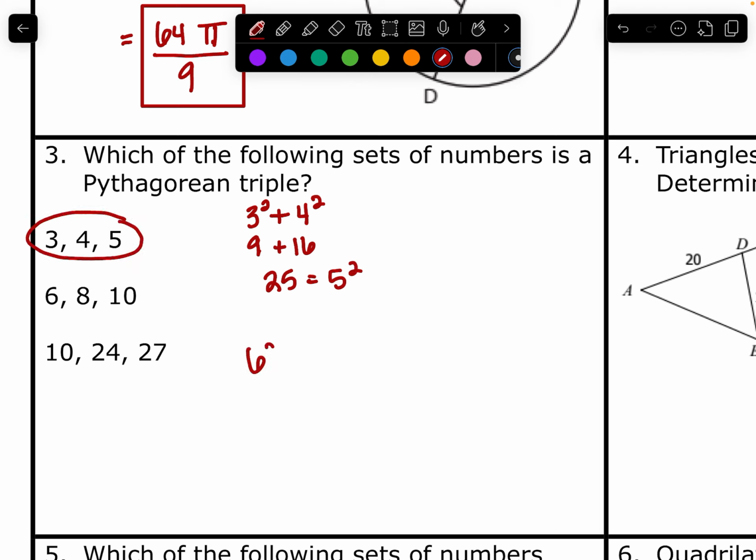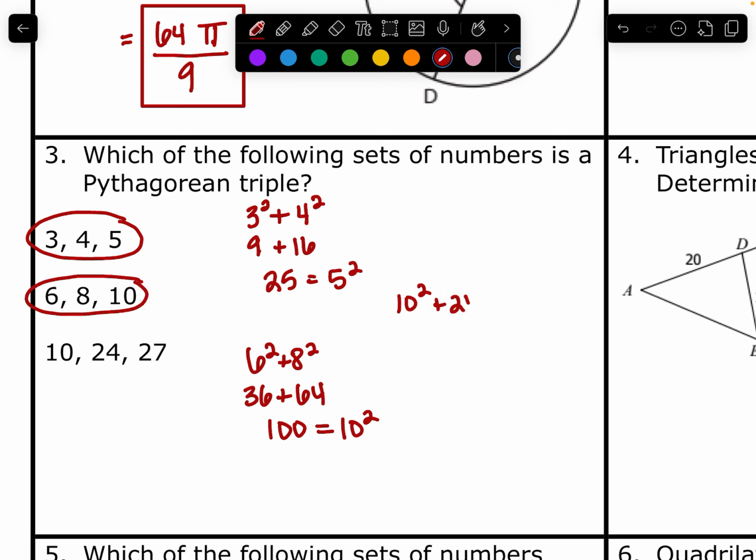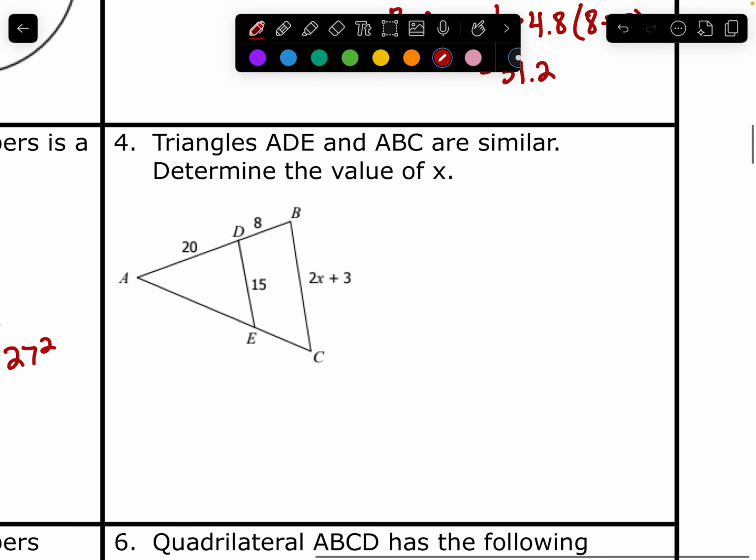Let's try the 6, the 8, and the 10. 6 squared plus 8 squared, we're going to see if it equals 10 squared. 6 squared is 36, 8 squared is 64, 36 plus 64 is 100, which does equal 10 squared. So that checks out. Next, we're going to try the 10, the 24, and the 27. 10 squared is 100, 24 squared is 576. When we add those together, we get 676, which unfortunately does not equal 27 squared. You can verify that on your calculator, so that's a no. Just those first two.